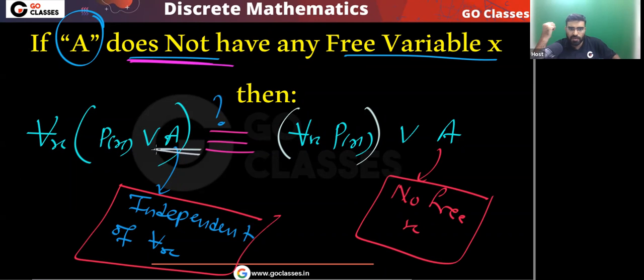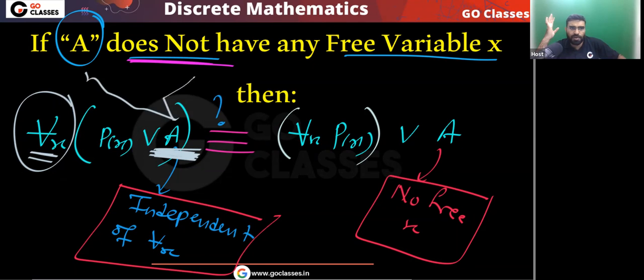This does not get affected by this for all x. So can I simply create two cases? I can simply create two cases, that either this will be true or this will be false. I can create two cases from this universal quantifier point of view. This a does not depend on, and does not get affected by, this for all x. So from this universal quantifier point of view, I can simply create two cases: either you will be false or you will be true.